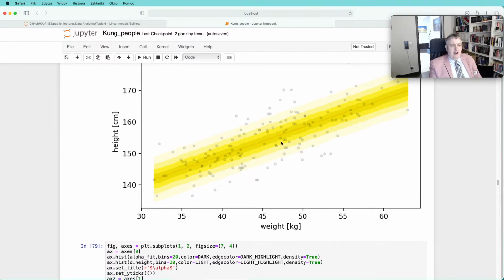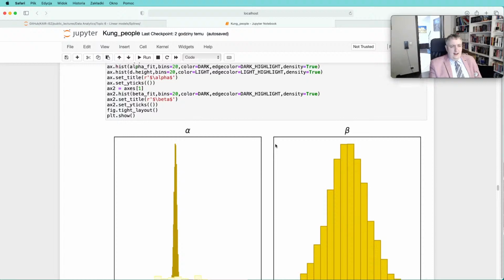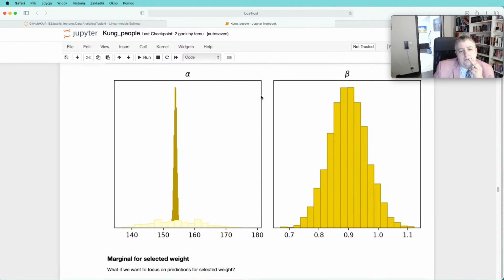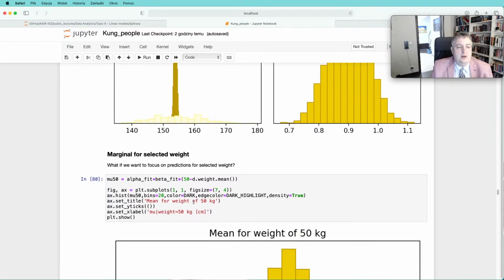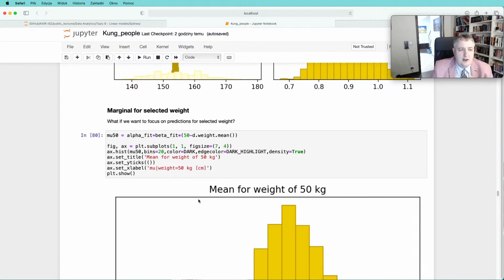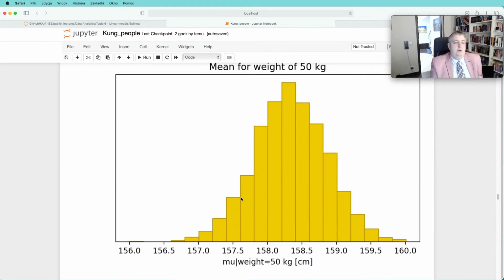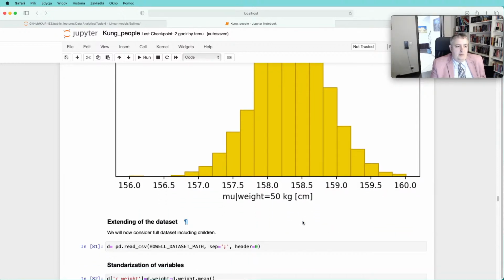So it might not be capturable by a linear relationship. And if we compare the alpha and beta to our priors, we can see that we get them very tight. If we want to focus, for example, on a selected weight and make predictions of how much such people will weigh, we can just add it and compute the mean weight for the 50 kilogram range. But in the beginning, we've reduced our data set to the group of adults.